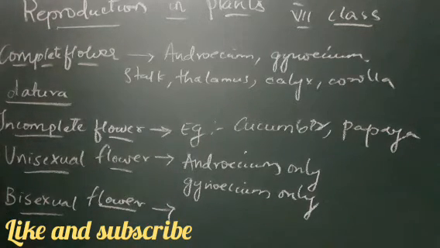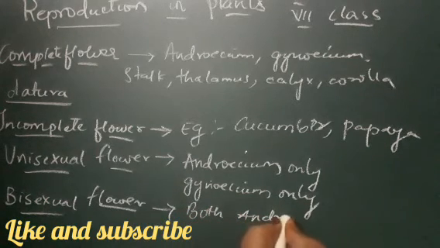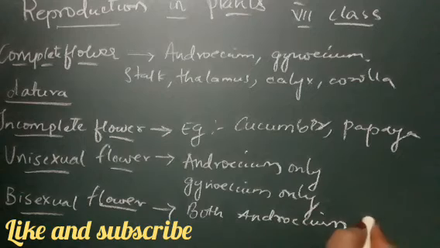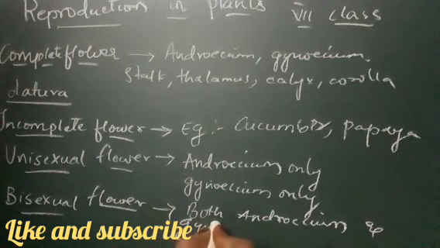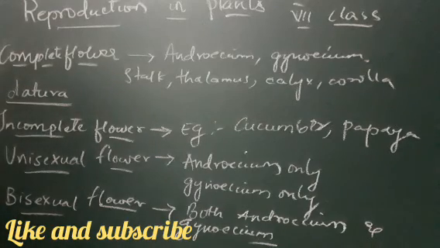Next, coming to bisexual flower, you can say that it is a flower that has both stamens as well as pistils. That means it has androecium as well as gynoecium. That type of flower is called a bisexual flower. For example, datura. As we have already learned, it is a complete flower. That means it has both androecium and gynoecium, so it is a bisexual flower, right?